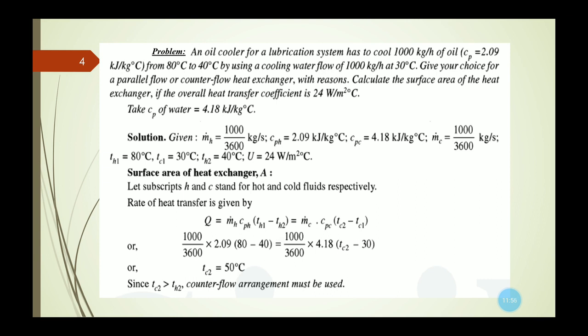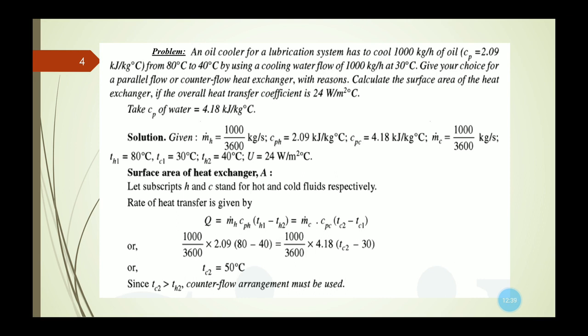Okay, so let us try to solve this numerical. The mass flow rate of the hot fluid is given as 1000 kg per hour, so it can be written as 1000 by 3600 kg per second. Then Cph in case of the hot fluid is given as 2.09 kilojoule per kg degree centigrade. Then Cpc, which is actually a constant value for water, is 4.18. Then the mass flow rate of the cold fluid is 1000 by 3600 kg per second.